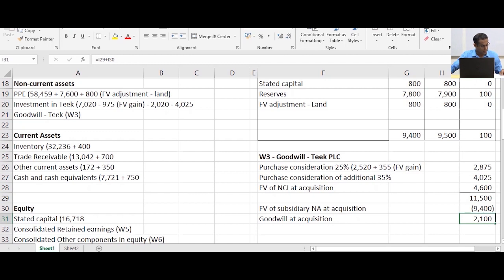Then the last point says that no impairment of goodwill has been recognized. That means goodwill at acquisition and goodwill at the reporting date would be the same. So I can even take this into the balance sheet. Goodwill figure coming from working number 3, 2,100.